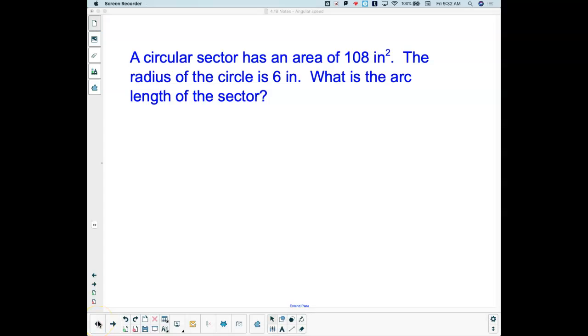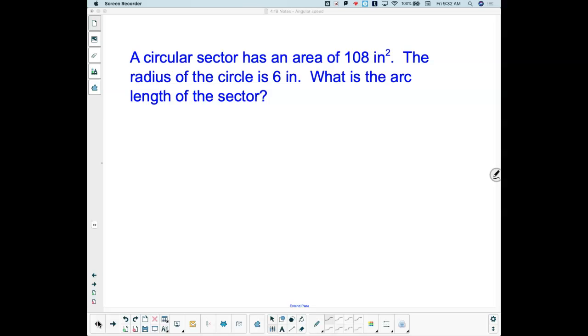What's a circular sector? A section of a circle. What's it look like? A pie. A piece of pizza. A slice of pie. A slice of pizza? Yeah. Okay, good. What am I looking for in this problem? I'm looking for an arc length. What's the only formula that I have for arc length?